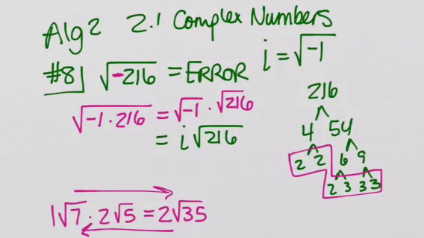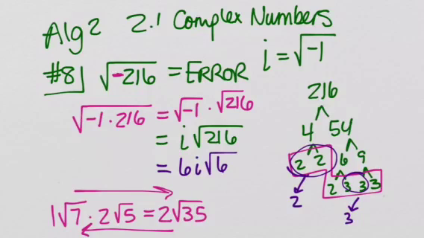And then I go through and circle my groups of 2. What happens is I pull a 2 and a 3 out to the outside. There's already an i there, and I put them together through the multiplication, so it'll be 6i. Then there is a square root of 6 left underneath because there was a 2 left over and a 3 left over.